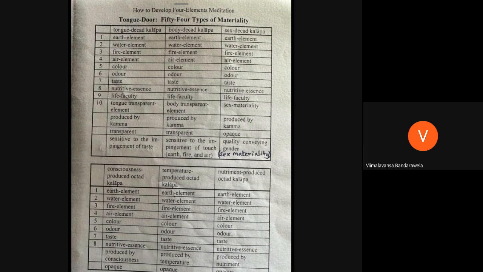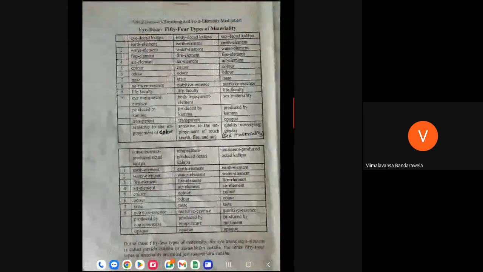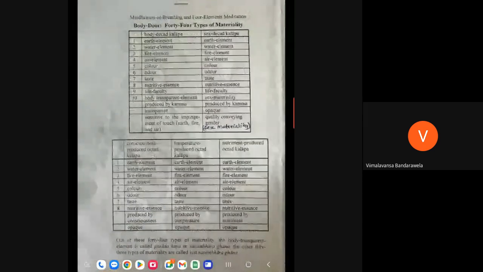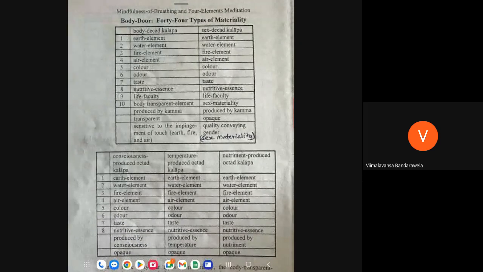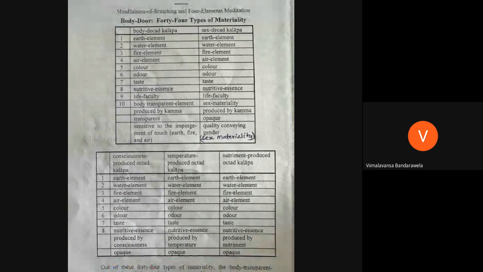Okay, now go to the body door, which is in the beginning, Mr. Nilesh. We saw that in the beginning. Yes, body door. In the body door also, you have body decade kalapa, sex decade kalapa, and the consciousness produced, nutriment produced, and temperature produced materiality, which are common. And here also we want to mention the jivita navaka kalapa, which is not mentioned here.